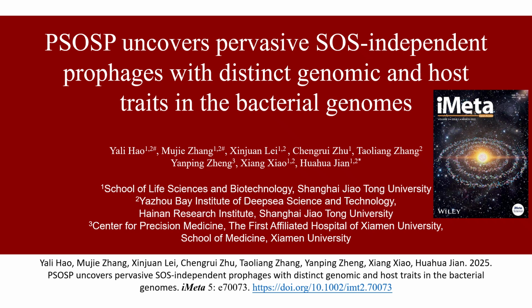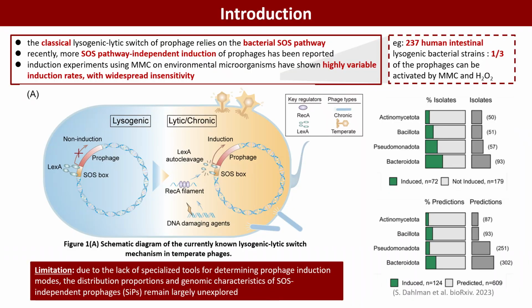SOSP uncovers pervasive SOS-independent prophages with distinct genomic and host traits in the bacterial genomes. Prophages refer to the dormant form of temperate phages during the lysogenic cycle. They can be induced into an active state in response to environmental changes, leading temperate phages to enter the lytic cycle. This process is referred to as the lysogenic-lytic switch.